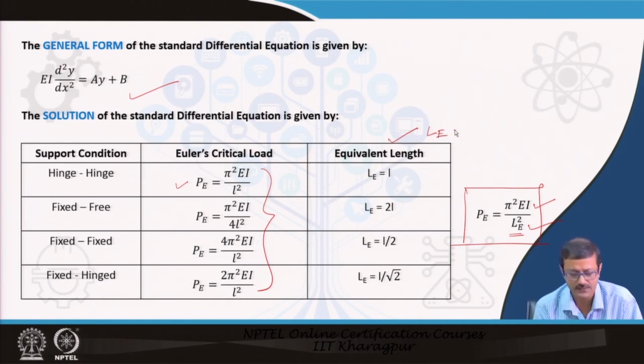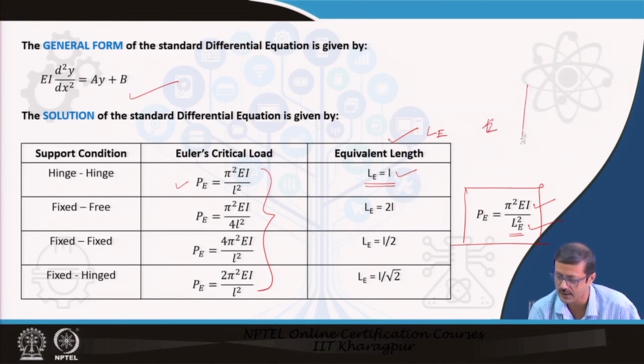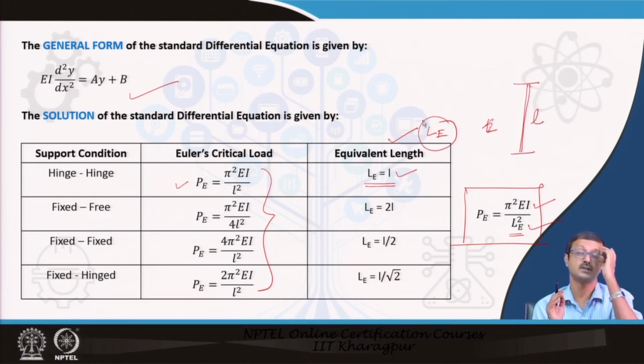If L is the actual length of the column, L_E is a fictitious, equivalent length, which is equal to L for hinge and hinge. For fixed and free, it is twice of L, that is why it is 4L square. Fixed and fixed is L by 2, that is why it is L square by 4, and fixed and hinge is L by root 2, that is why L square by 2.